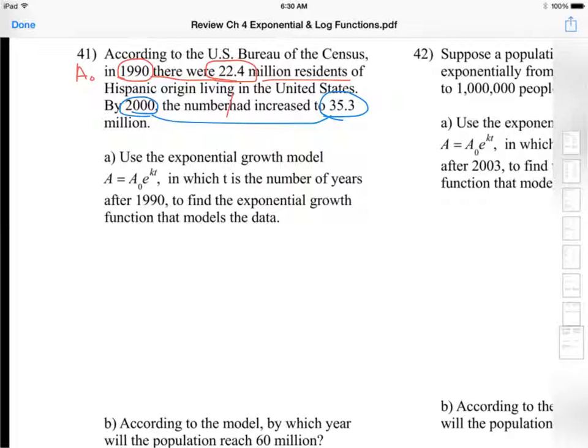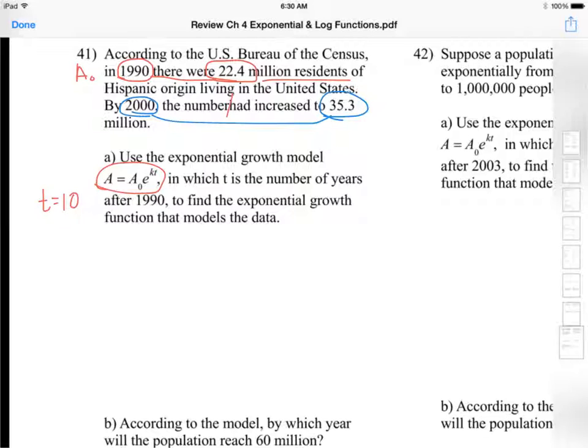So they want me to use this exponential growth model here, in which t is the number of years after 1990 to find the exponential growth function that models the data. So let's think about what our t value would be. How many years went by between 1990 and 2000? Well, I'll just go 2000 minus 1990. And so I know that my t is going to be 10.